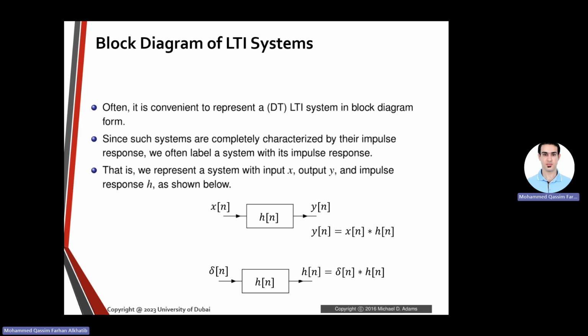Block diagrams, I believe something we have done before. Often it's convenient to represent a discrete time LTI system in a block diagram form. Such systems are completely characterized by their impulse response. We often label systems with the impulse response, so that's why we always have h of n. The block of the system is represented by the impulse response.